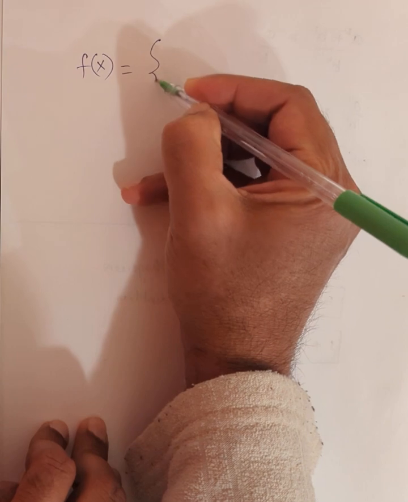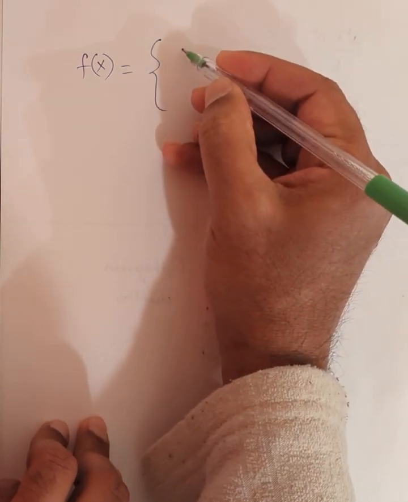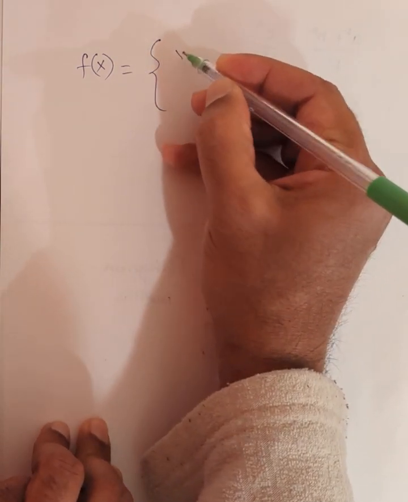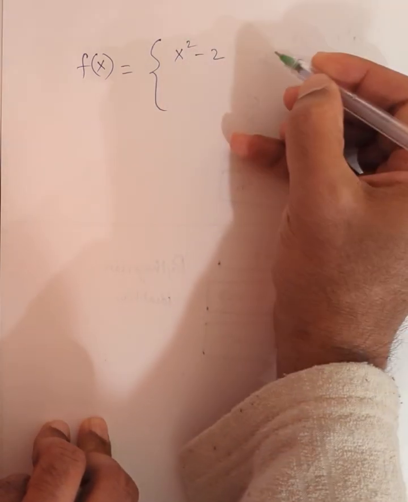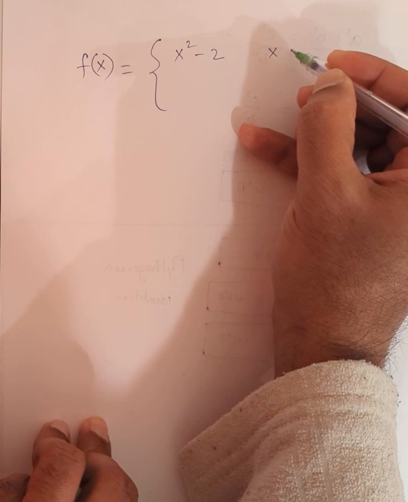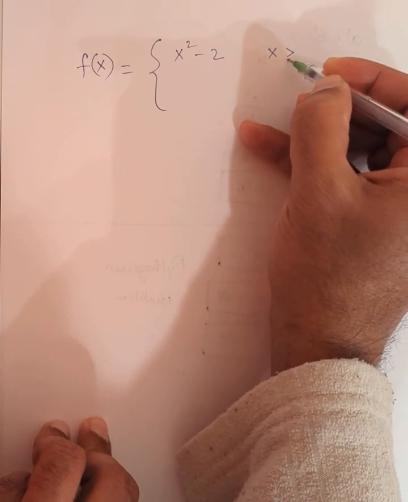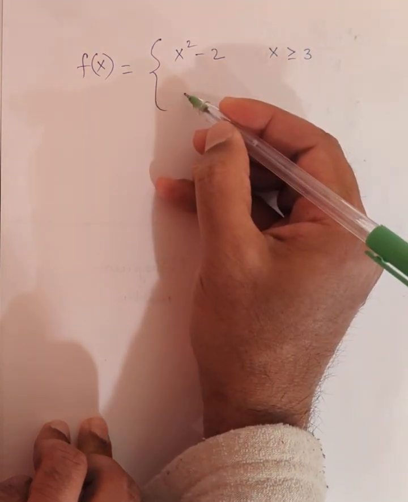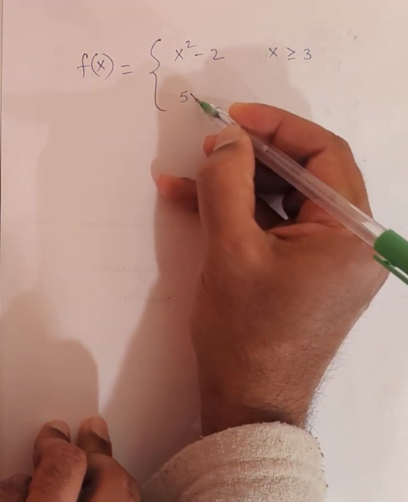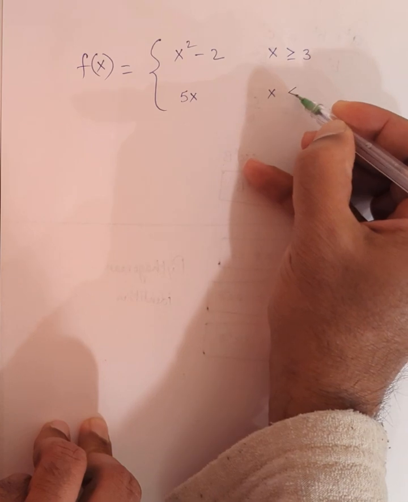Usually if it's just a single equation, we are fine. But let's say it's defined something like this: x squared minus 2 whenever x is greater than or equal to 3, and say 5x when x is less than 3.